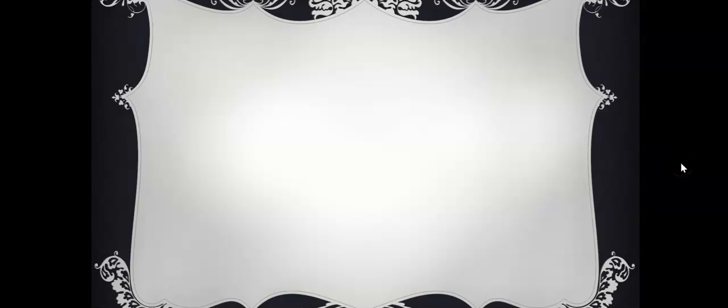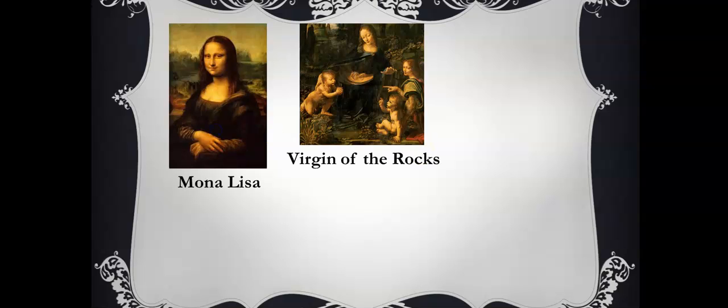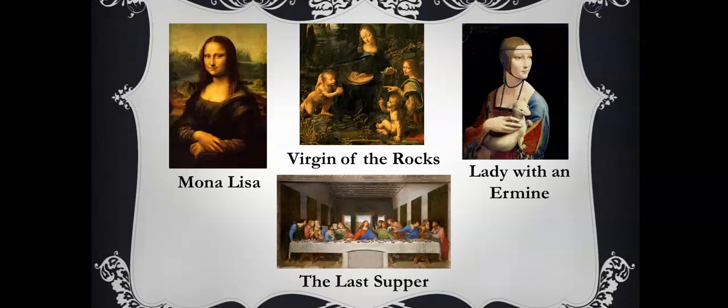In this presentation, we're going to see some of Leonardo da Vinci's most famous paintings. The first one, as most people know it, is the Mona Lisa. The second one we have here, Virgin of the Rocks. We have Lady with an Ermine, and The Last Supper.